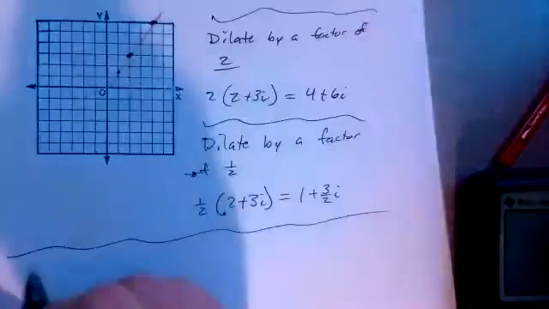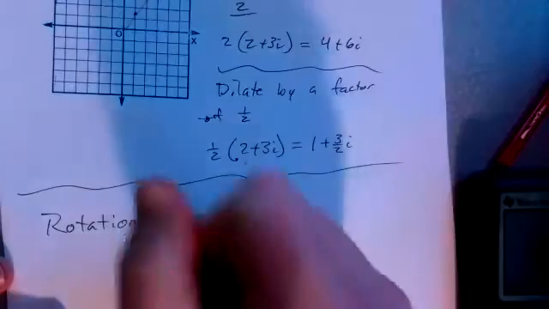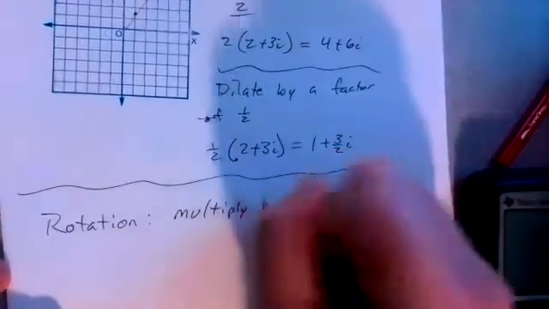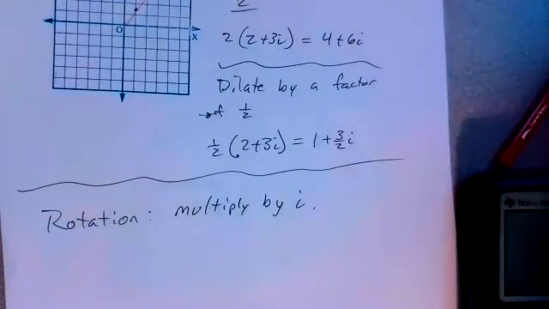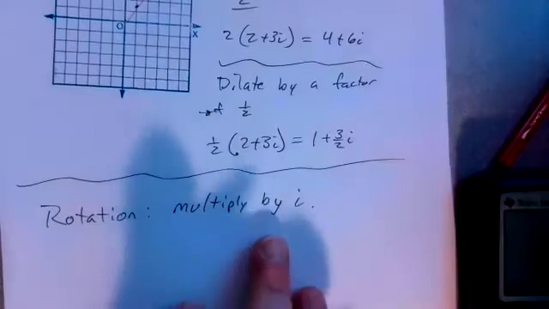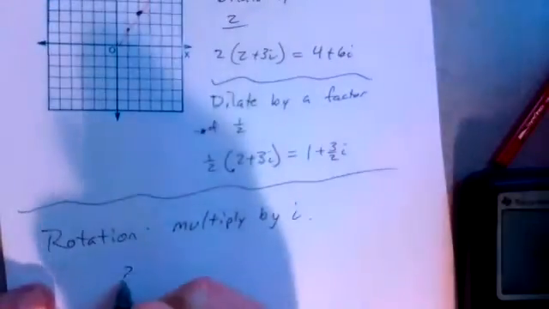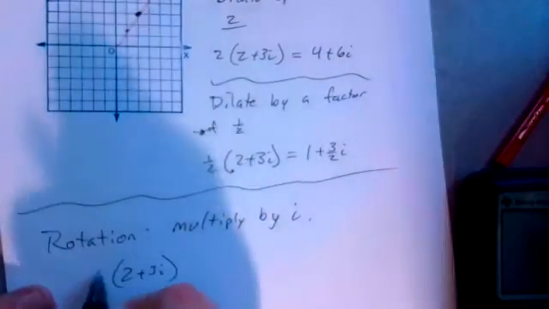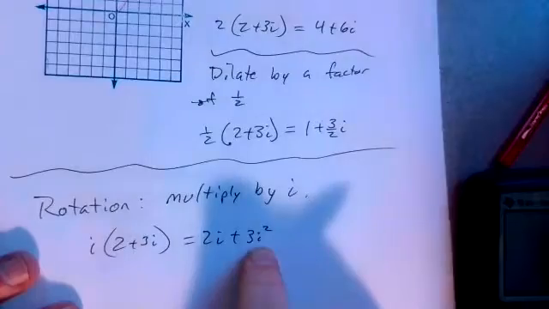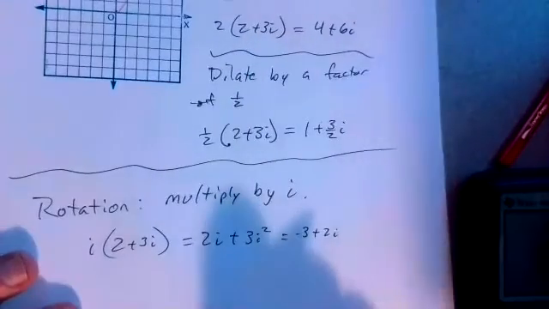Okay, let's take a look at rotation. Rotation, we simply multiply by i. I can rotate a point by multiplying it by i. So I'm going to start that. Let's go with that same starting point of 2 plus 3i. So 2 plus 3i multiply by i, I get 2i plus 3i squared. 3i squared is -3, so I end up with -3 plus 2i.